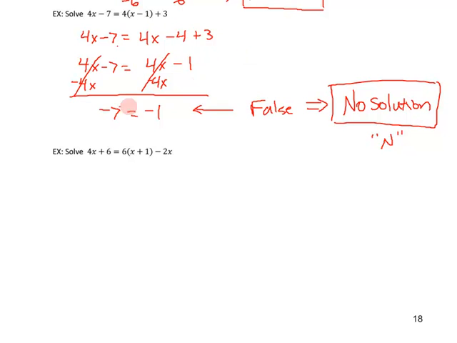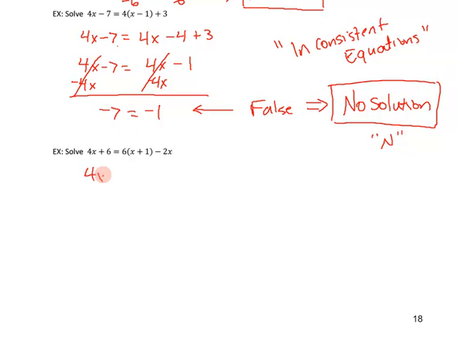Now, these types of equations are called inconsistent equations, right? If they don't have a solution, that means they are inconsistent. Okay, now what if the same thing happened, things drop out, but you end up with a true statement? Like, look at this one.